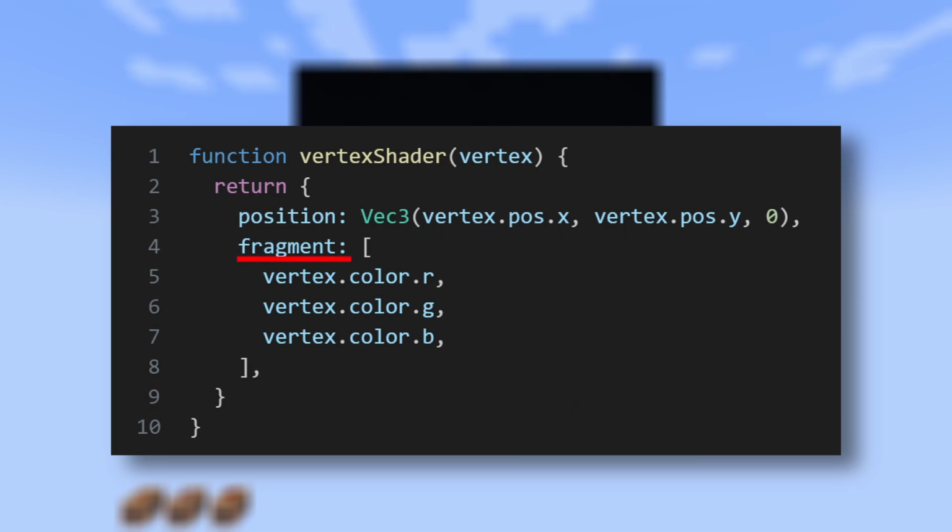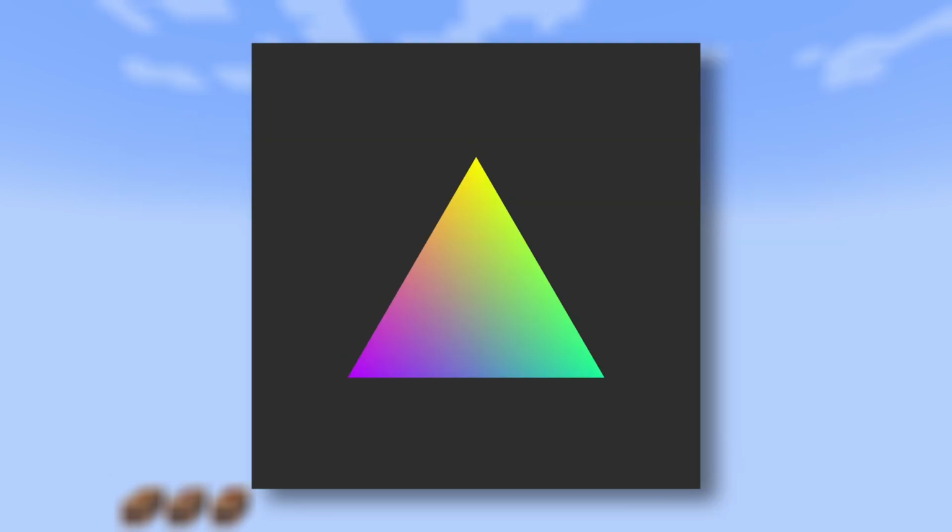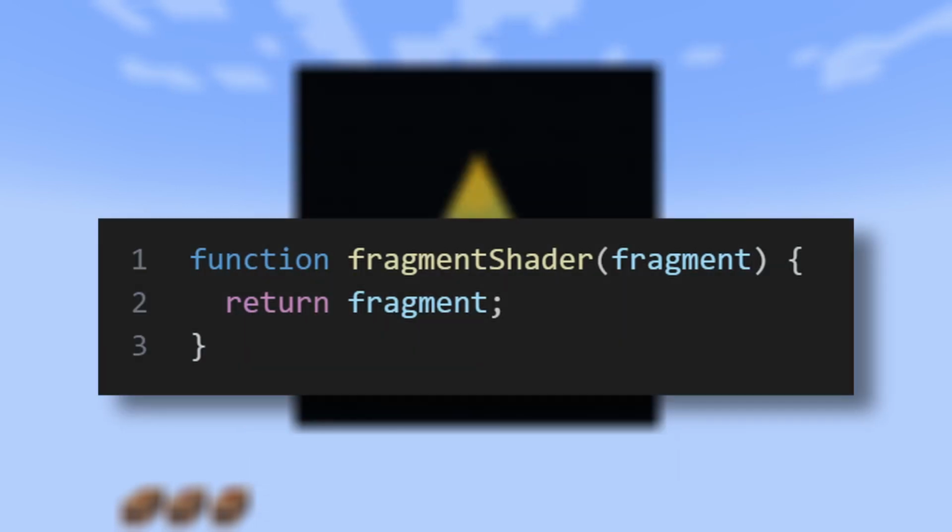For the fragment, we will include the color code from the vertex. We should output the red, green, and blue channels separately so that we get a color gradient after interpolation. The fragment shader will simply relay the color stored in the fragment.